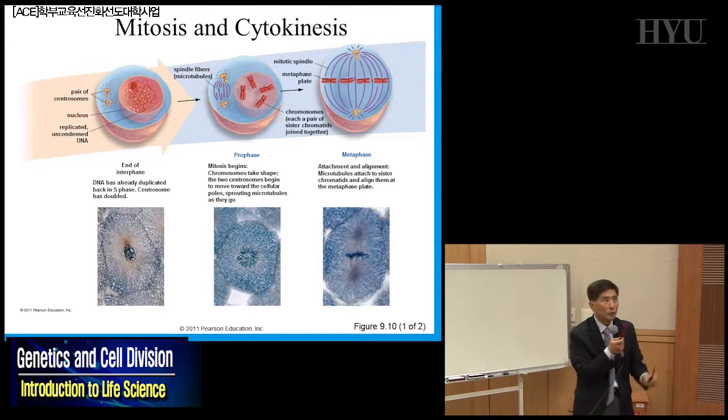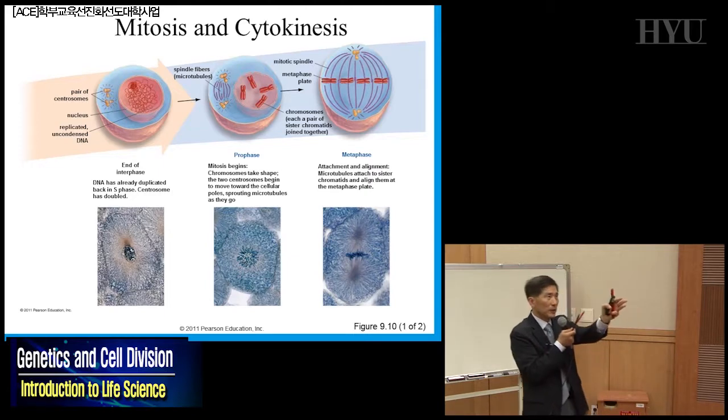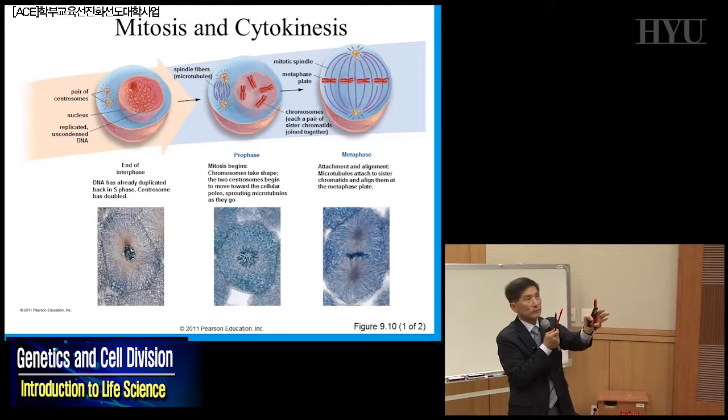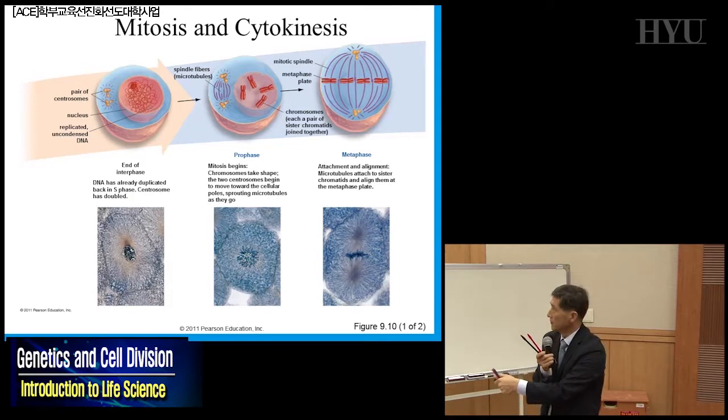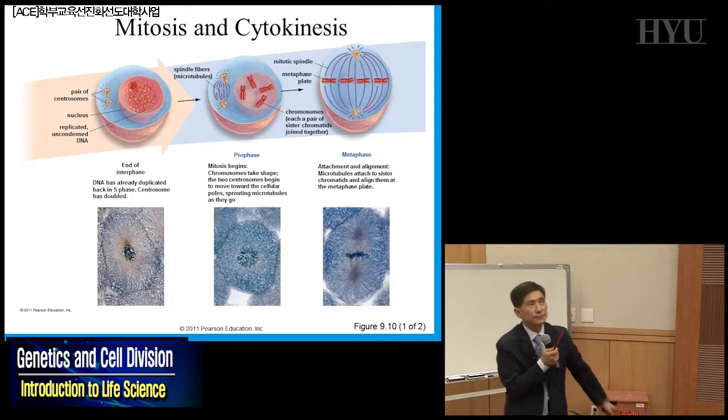The second phase is called metaphase. Why? This one is easy. All the chromosomes are lined up in the middle. We call it the metaphase plate, so in the middle, metaphase plate.